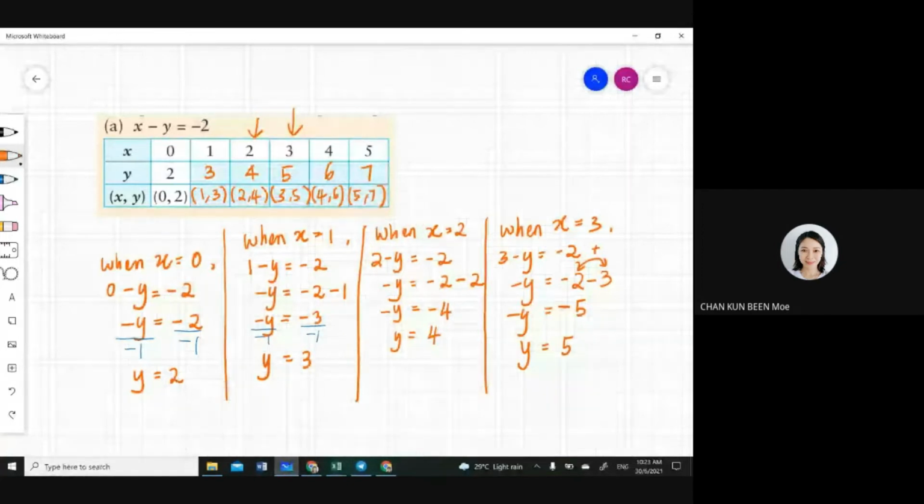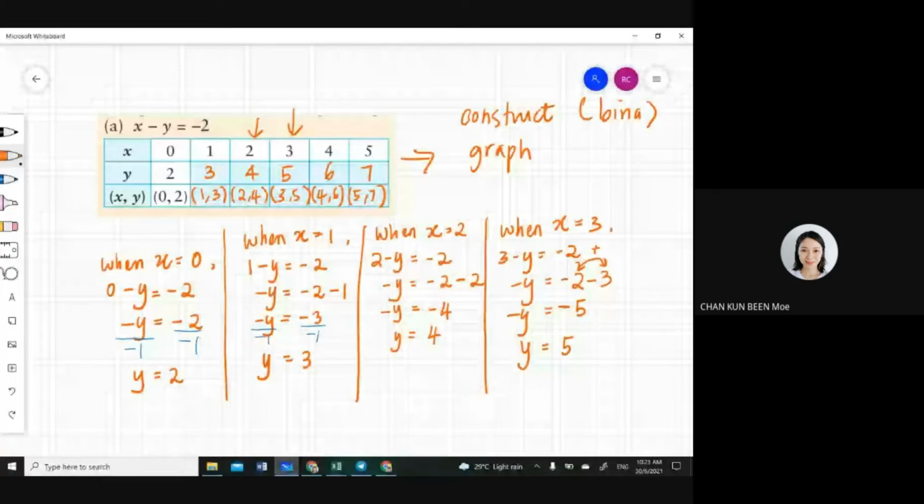So next thing, from here, we are going to construct our graph. Do you know the meaning of construct? Construct. Maksudnya, bina. Kita akan bina graph. Okay. You look carefully on how to construct the graph. Meaning, when you're constructing the graph over here, you have to look at the highest value and the lowest value of each of the axis. Okay, I'm going to let you know what is the axis later on.